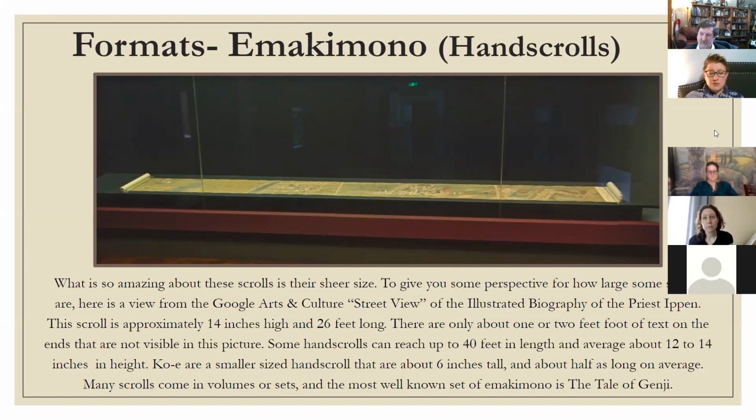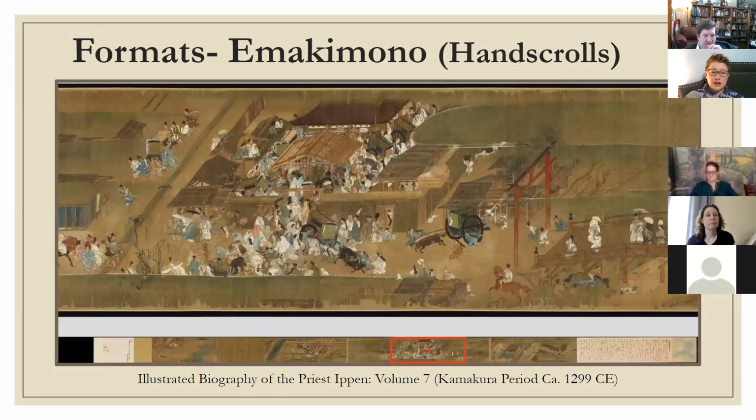So many scrolls come in volumes or sets, and the most well-known set of emakimono, or picture scrolls, is The Tale of Genji, and you'll see a lot of Genji in here. So this is that illustrated biography of the priest Ippen. You see it says volume 7, so this is the 7th scroll in that whole series. I don't know how many were in that series. You can see that the red rectangle on the bottom shows what part of the scroll we're looking at.